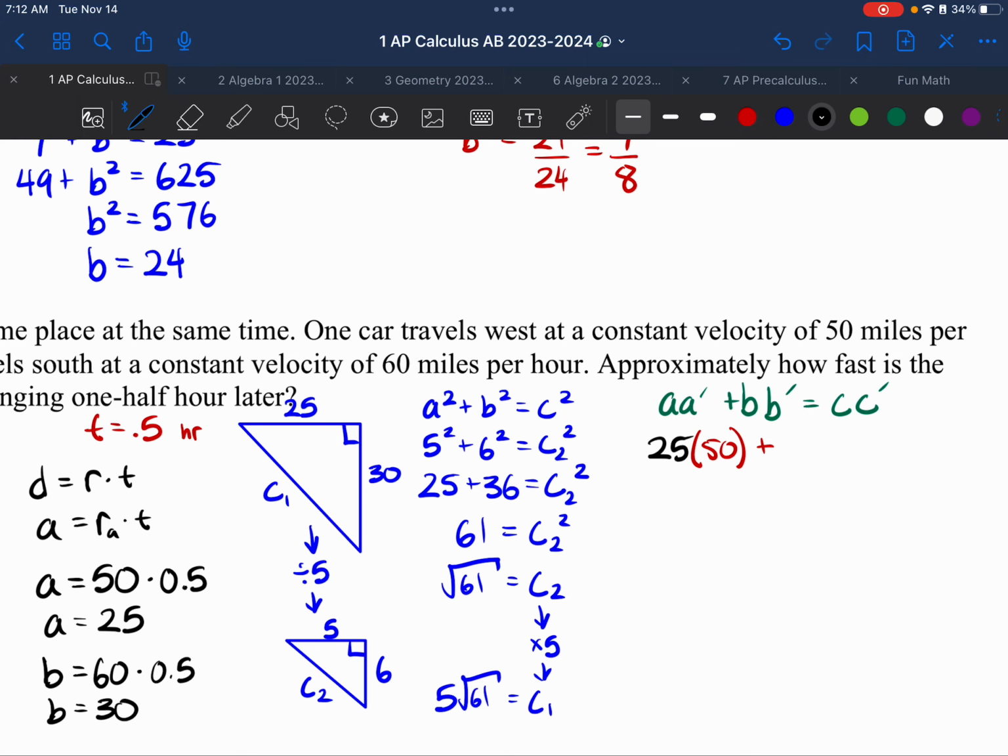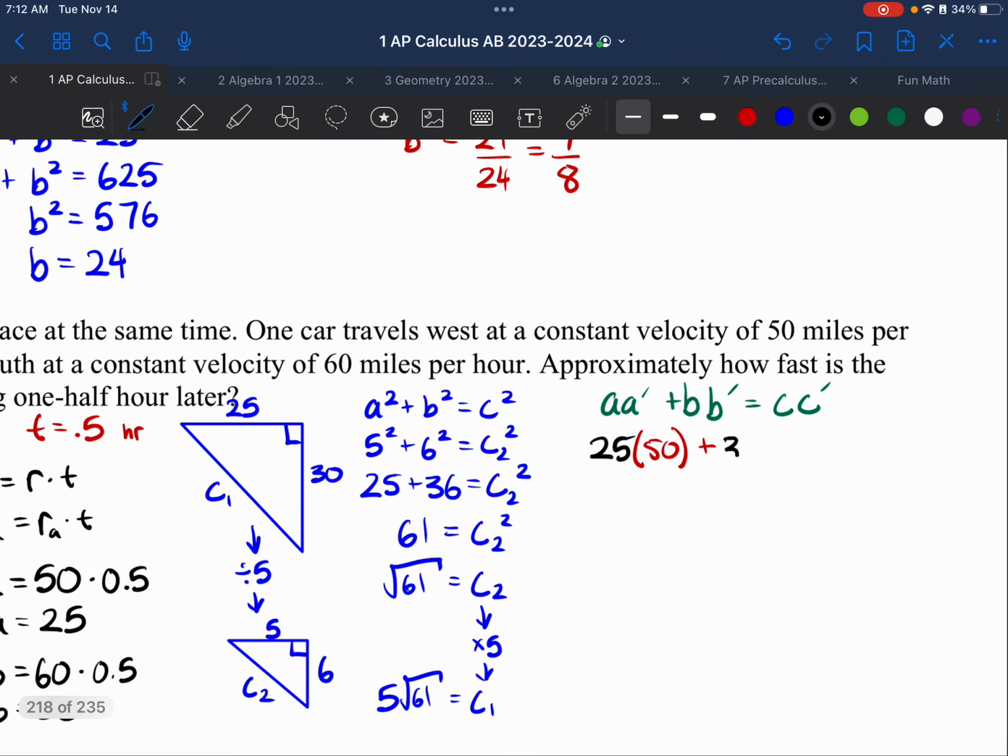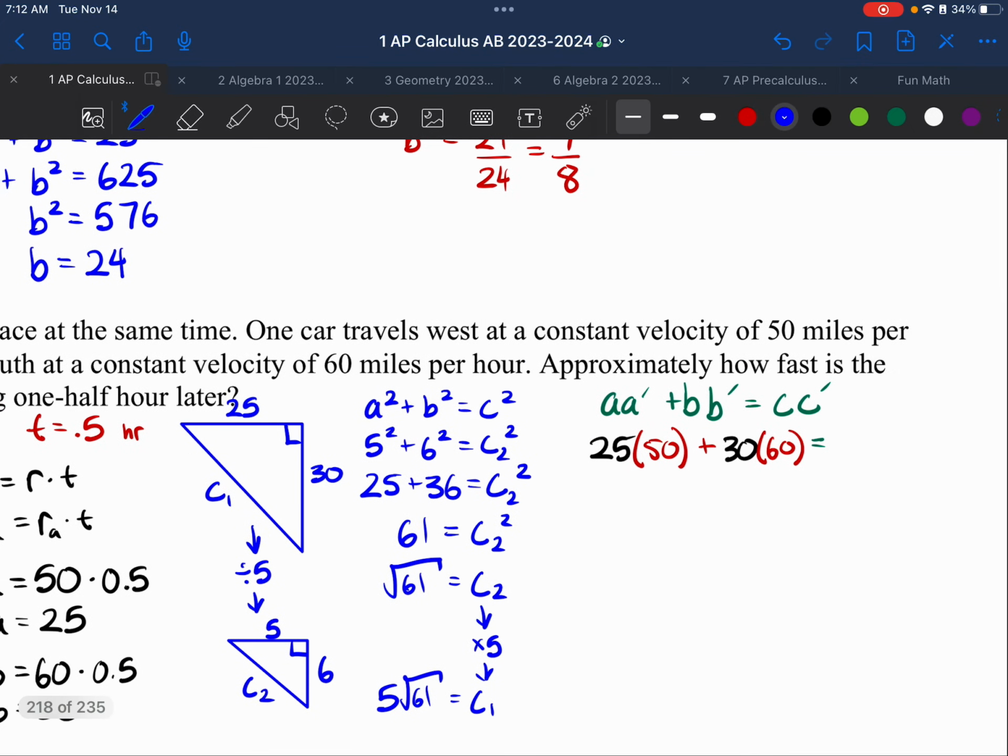25 times 50 plus B was 30 and 60, I think. So it's going to be 30 times 60, and that's going to be equal to C, which we found was blue, right? C was this 5 root 61, disgusting. 5 root 61 times the thing that we're looking for, C prime, right? All right. C prime should be red because that was the original color.